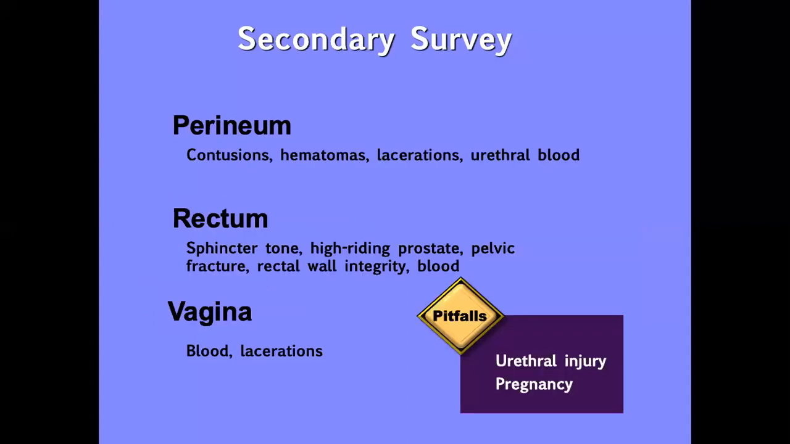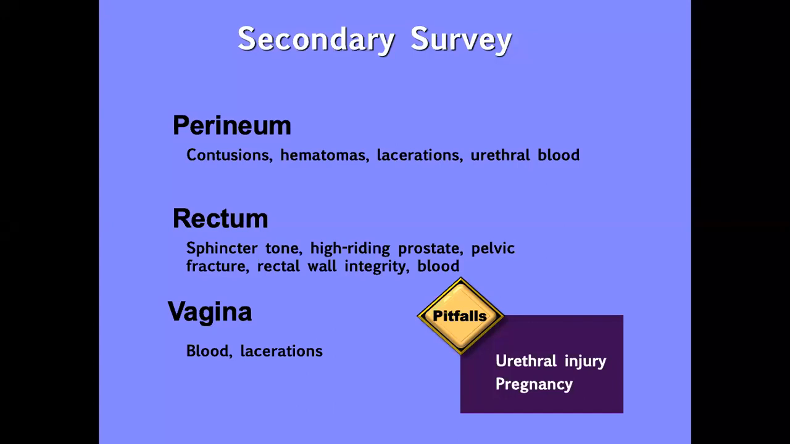Then you have to do a perineal examination. So you have to look at the perineal skin for any contusions or hematoma, any lacerations, and any presence of urethral blood. If the patient has blood at the meatus, then always think of a urethral trauma. The patient may have a urethral injury.